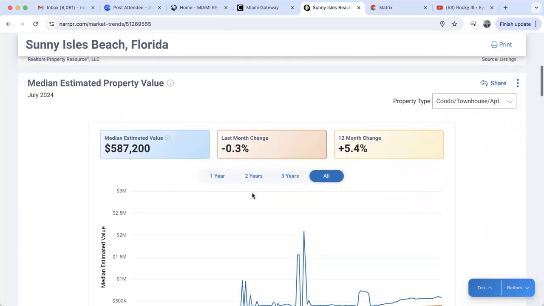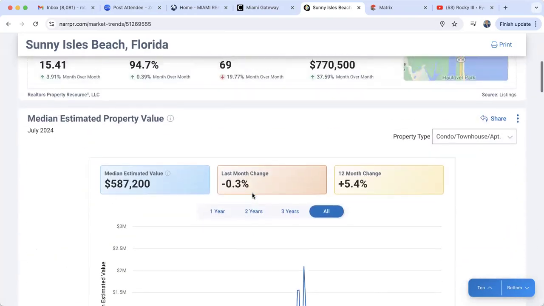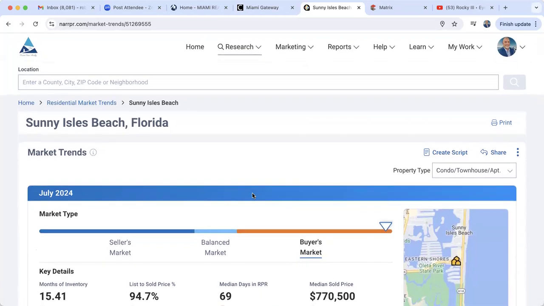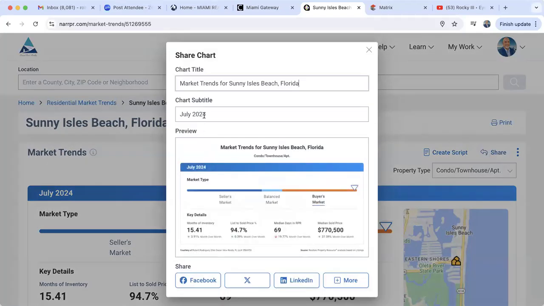All right, so it's taking a look at all the numbers that you see there. Now, I want to show you how to create a nice little infographic of this. See over here on the right-hand side, you got share, right? And you can name it. So we're going to go with Sunny Isles Beach market update, right? We name it. And now you have it right here.